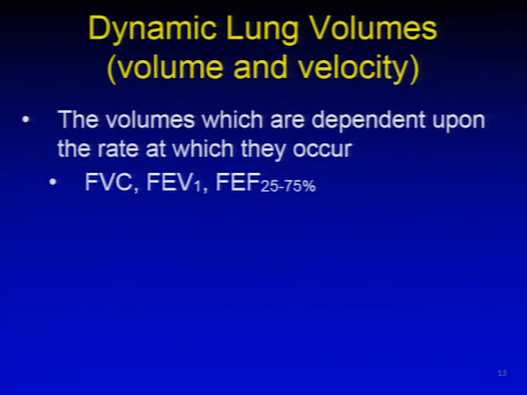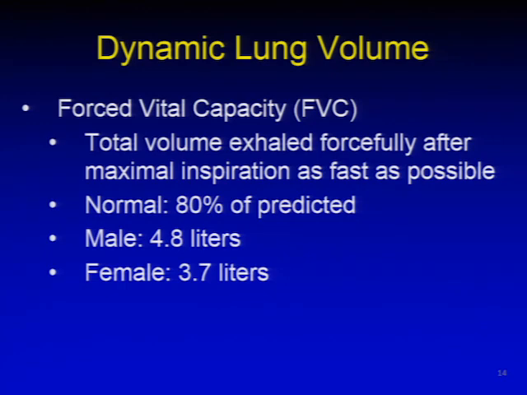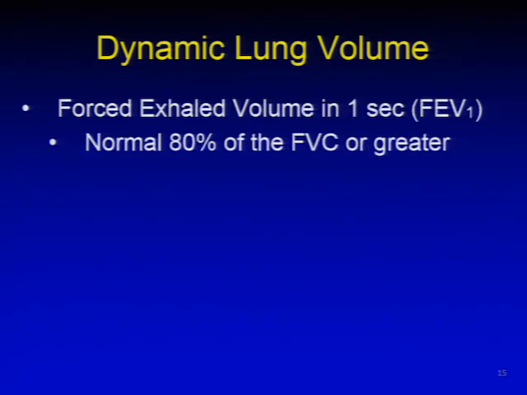It is also important to quantify the rate at which volumes come in and out of the lungs. The rate at which these volumes fill and empty the lungs reflects compliance and resistance of the lung as well as the chest wall. After a maximal inspiration and a maximally forced effort to expel air from our lungs, this is called the forced vital capacity. In men, this measures 4.8 liters, and in women, 3.7 liters. Normally, about 80% is expired in the first second. This is the FEV1.